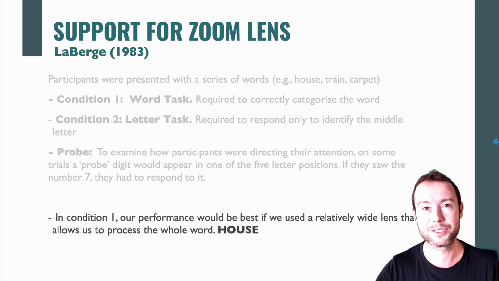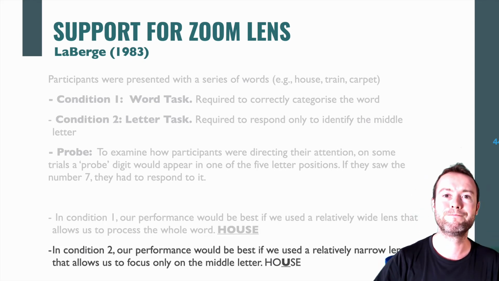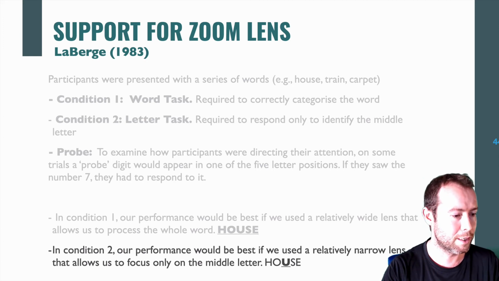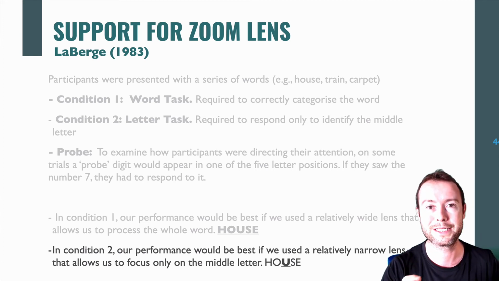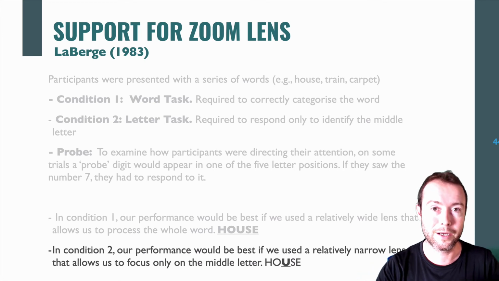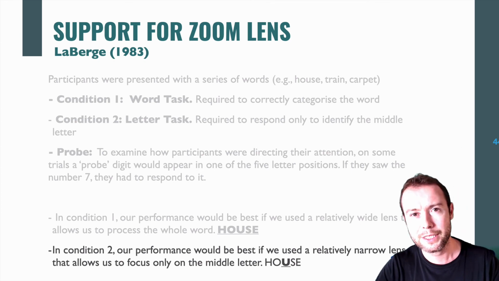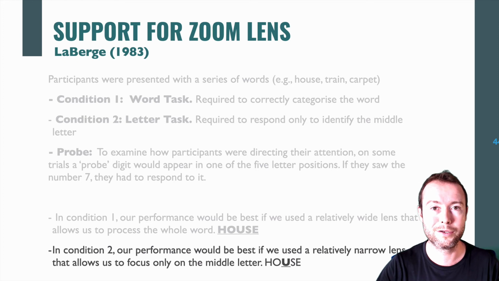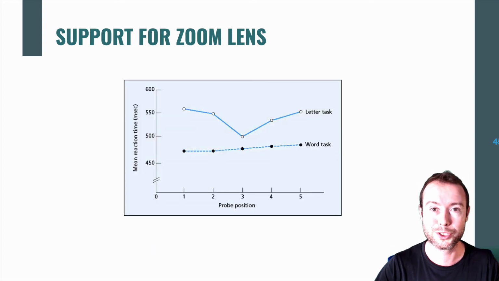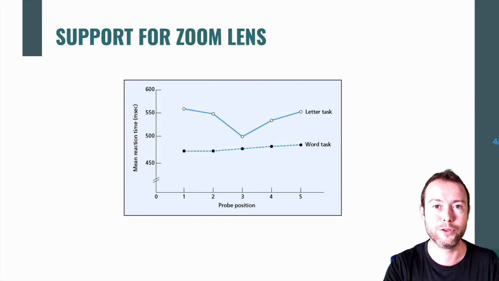So in the case of house, our attention will be focused on the entire word because we want to categorize it. Whereas in condition 2, the only thing that really matters for us is that middle letter. So it might be the case that we really narrow down our attentional focus and just dedicate it towards the central letter there. So to test this, they then looked at what was the reaction time of participants to detect and notice the probe digit depending on its location within the word.